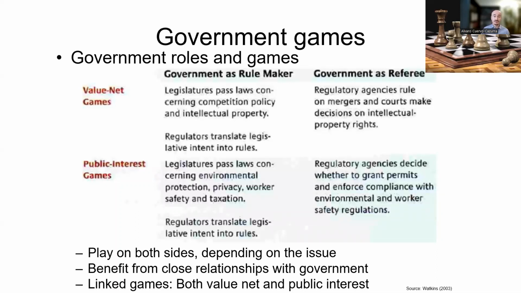And this is one of the, if you want, summaries. Value net games: companies within the same industry collaborating and competing against each other. I want them to be a rule maker. I want them to create rules that are going to clarify competition policy, that are going to clarify intellectual property and its protection, that are basically establishing the rules of the game within the industry. As a referee, well, there are already these rules of the game. Look, I don't agree with the way in which my competitor is behaving, so why don't we enforce antitrust policy, intellectual property protection, things like this.